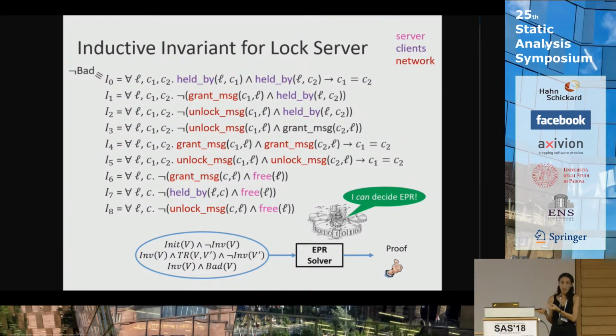The user has to do it, but the advantage is that the user knows that for every candidate inductive invariant that they provide, because of the EPR-ness, they will get an answer, and if the answer is no, they will also get some finite counterexample that is usually reasonable to look at and to get some intuition. That's the advantage here.